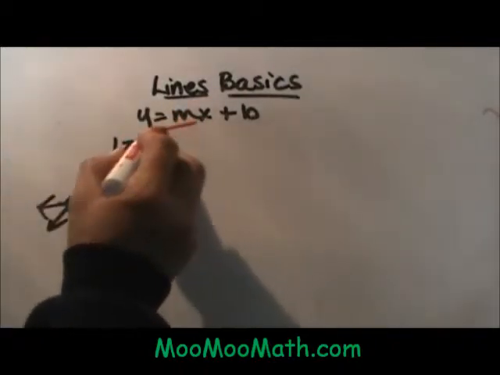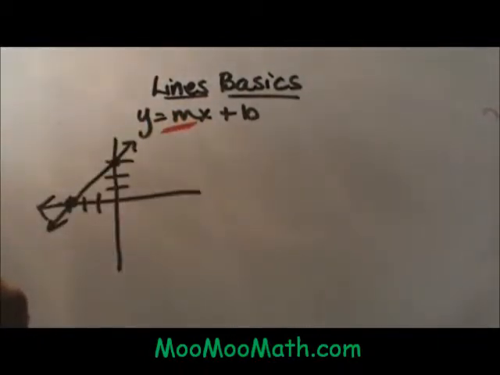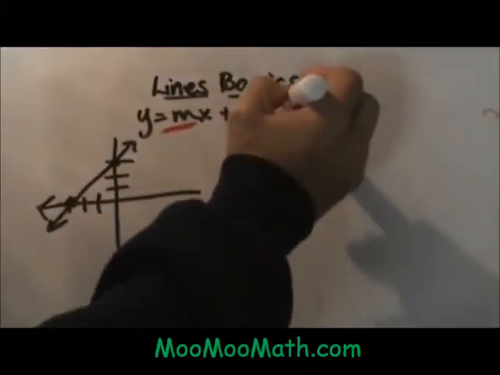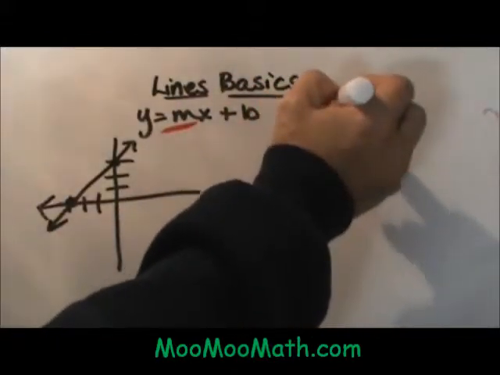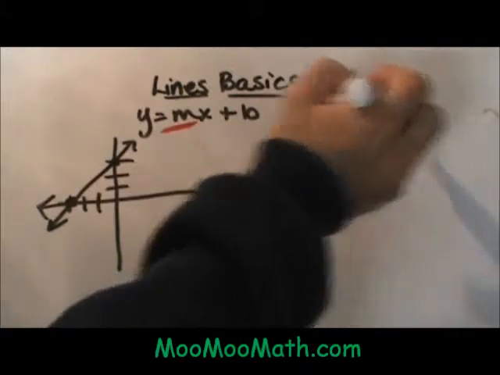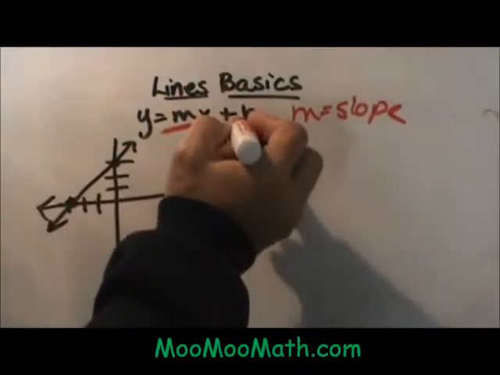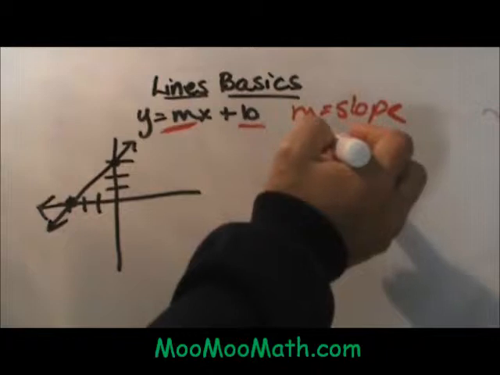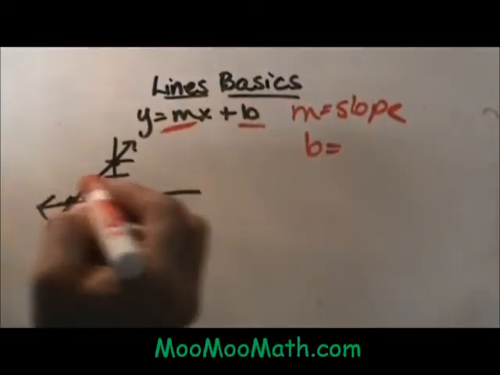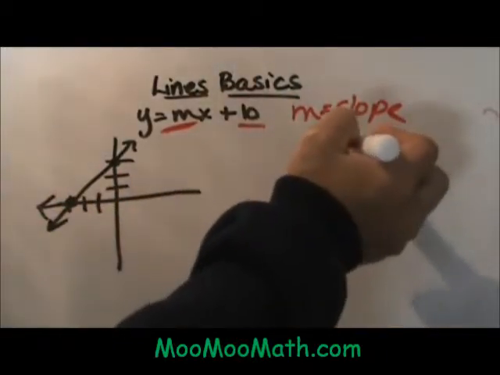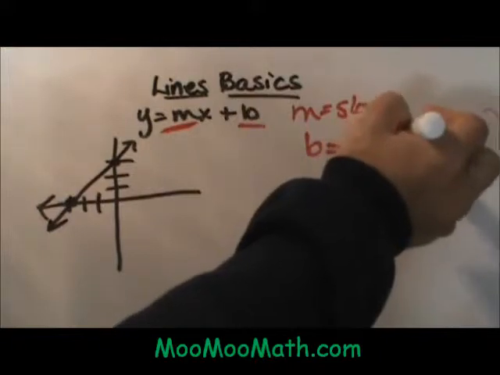You are going to define your m, which stands for slope. I help students remember that by saying m is for mountains, and mountains have slope. So that's a little reminder that m is equal to the slope. And then b. b is our y-intercept. And I always say you begin with b.